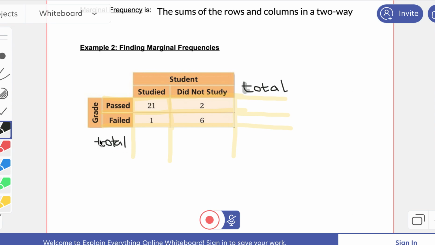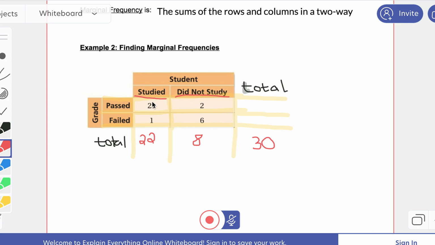And now let's get my marginal frequencies. One marginal frequency is the category of people who studied. This is the marginal frequency of people who studied. 21 plus 1 is 22. So my marginal frequency here is that 22 total people studied. People that did not study, 2 plus 6 is 8. So people who did not study was a total of 8. Even right here, I could say how many total people were in the class. There would be 30. So my total for studying and passing and failing is 30 students.